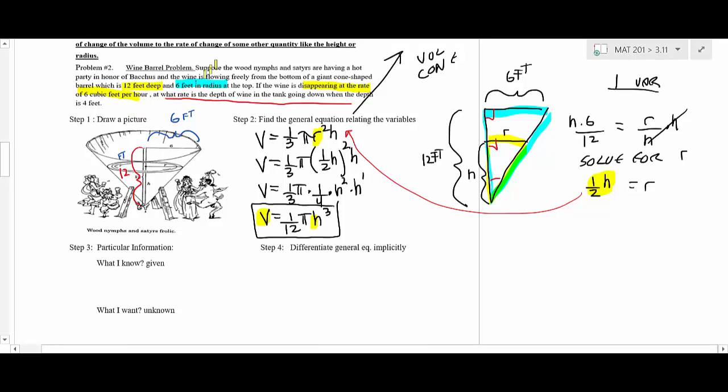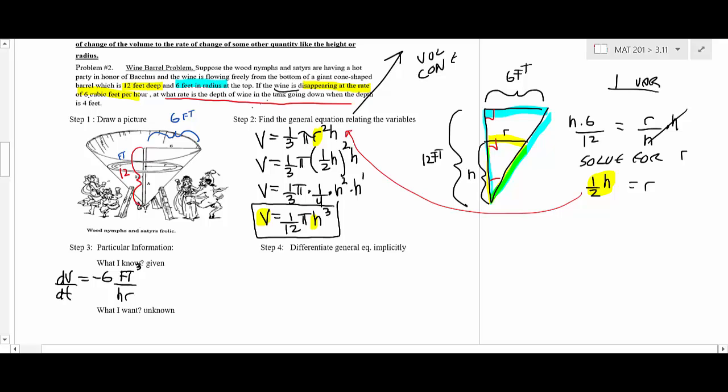The first thing that we were given is this rate. The wine is disappearing. Disappearing means that you're going to use a negative number, right? Because it's getting smaller. To me, that implies that the volume is changing. So we're going to say dV over dt. That's given as -6 cubic feet, that's what volume is in cubic units, per hour. So that's a piece that we're given.